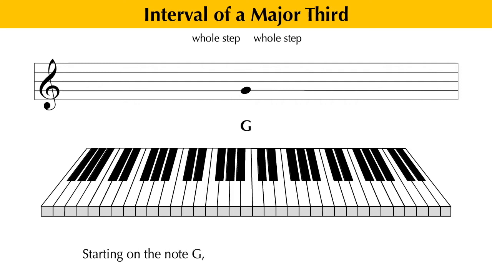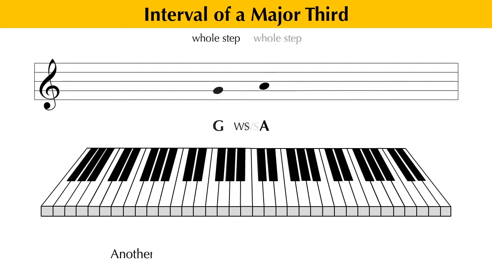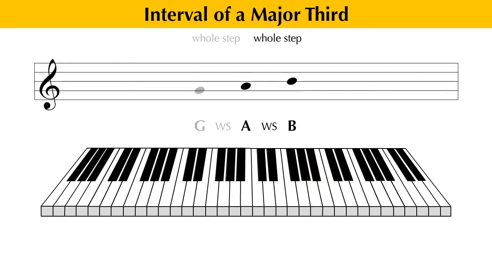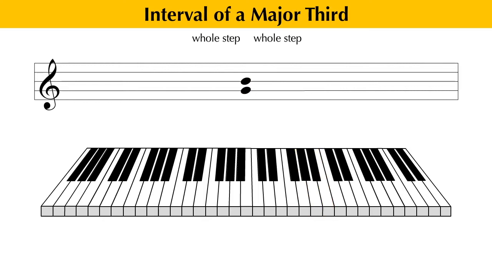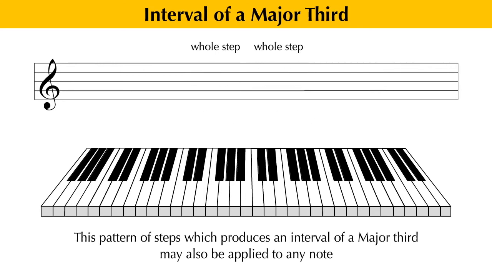Starting on the note G, 1 whole step takes us to the note A. And another whole step above the note A is the note B. Here we see that an interval of a major third above the note G is the note B. This pattern of steps, which produces an interval of a major third, may also be applied to any note.